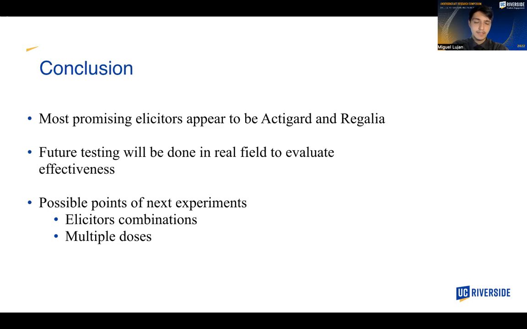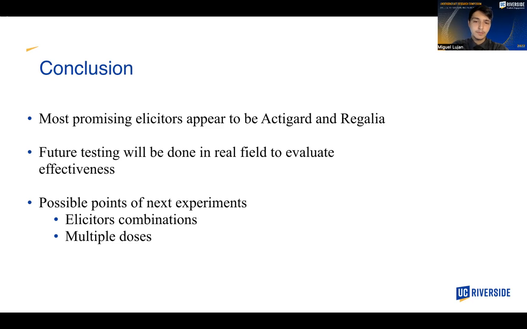So moving on to the next slide. This slide will conclude our findings. Based on our experiments and data, we found that the most promising elicitors for stopping infection and reducing titer levels appeared to be Actigard and Regalia, with Regalia only significantly reducing titer levels. Regalia is also showing a slight trend in increasing favorable metabolite composition compared to other elicitors. However, further analysis needs to be done to verify this trend.